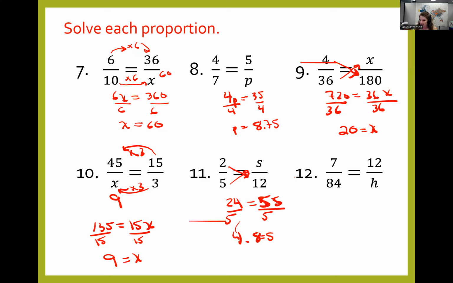And then our last one is 7h equals 84 times 12, 1008. And then I'm going to divide both sides by 7. So 1008 divided by 7 is 144. I hope you guys got those right.